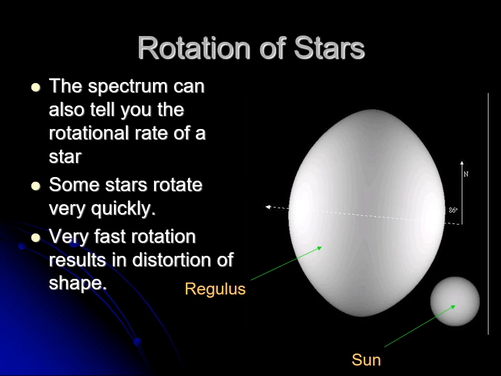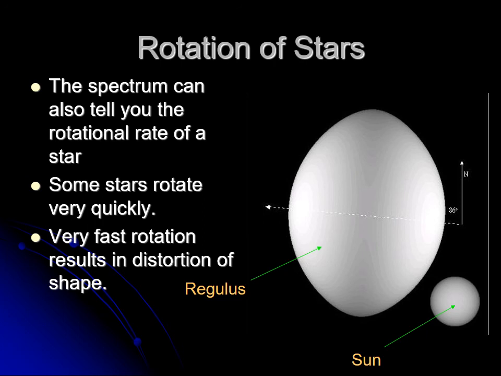I should also point out the spectrum also tells you something about the rotation rate of stars. By looking at the spectral lines, you can also tell how fast the star is rotating. Stars that rotate a whole lot, because they're a big ball of gas, can actually flatten out. The star Regulus is rotating so fast it's almost tearing itself apart. Centrifugal force is pushing the edges out, so it's not even round, it's kind of oblong.